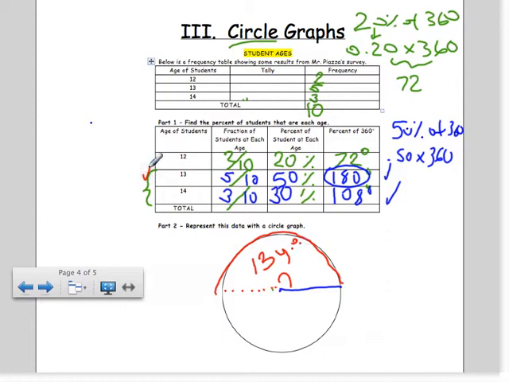Next, I want to do my 12-year-olds, which is 72 degrees. Using my compass, 72 is less than 90. 90 would be right here. So 72 is going to be right there. Here would be my 12-year-olds at 72 degrees. Then the remaining piece of 108 right here are my 14-year-olds. And now I've built the circle graph to represent this data of student ages.